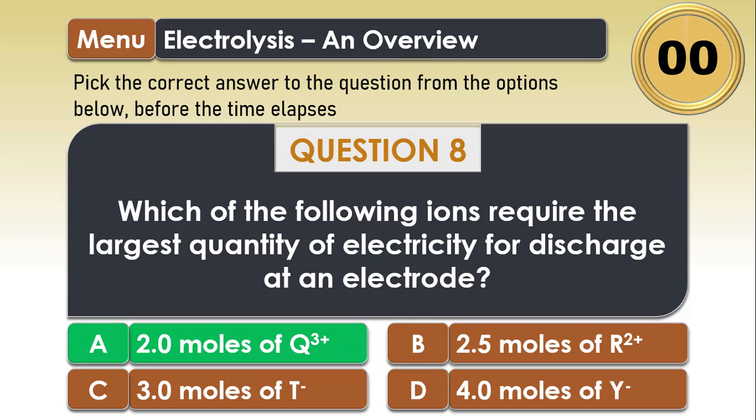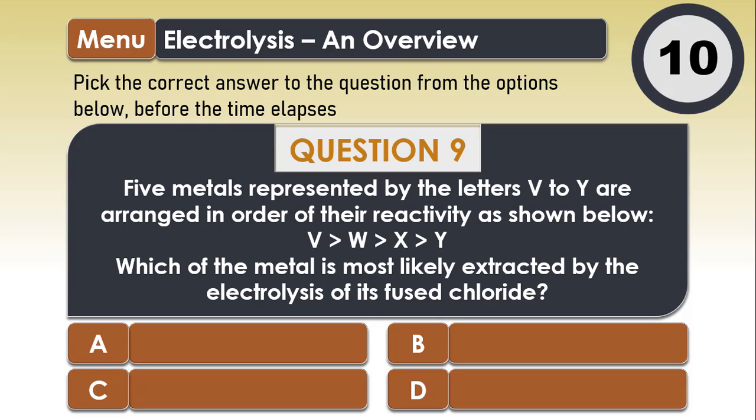And the answer is A. 2 moles of Q3+. Question 9. 5 metals represented by the letters V to Z are arranged in order of their reactivity as shown on the screen. Which of the metals is most likely extracted by the electrolysis of its fused chloride? A. V, B. W, C. X, and D. Y.